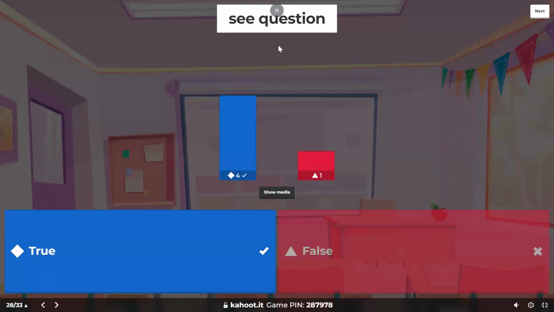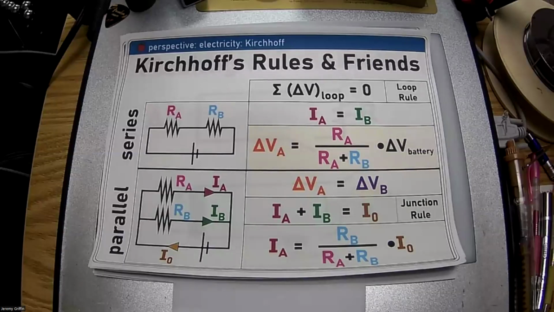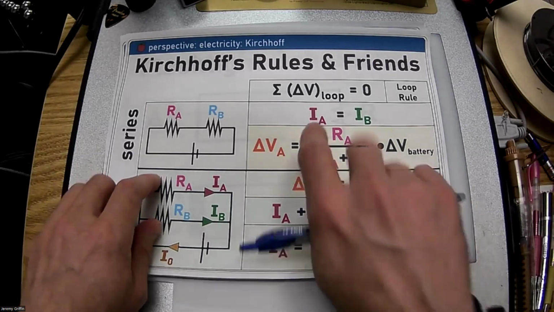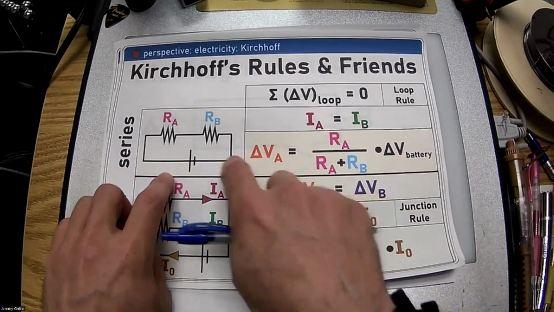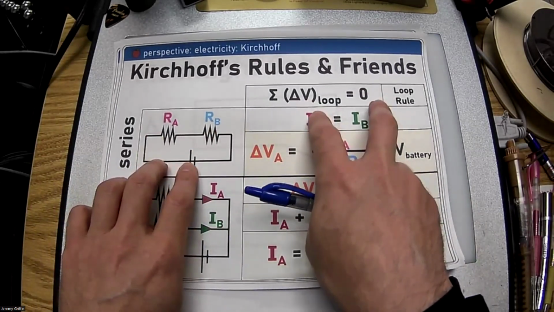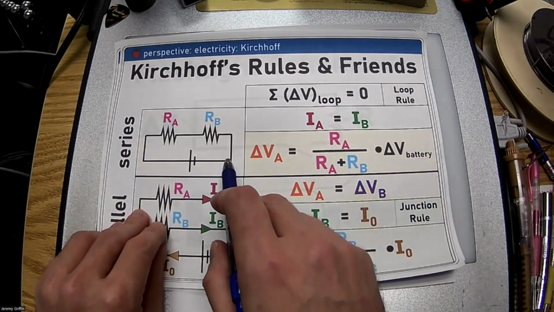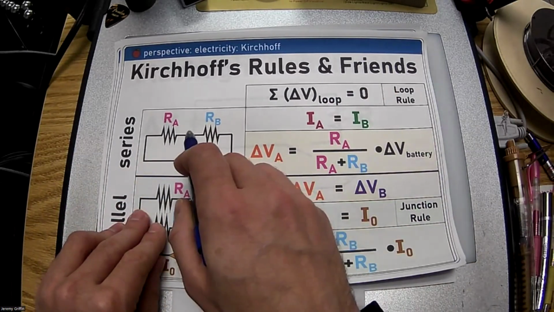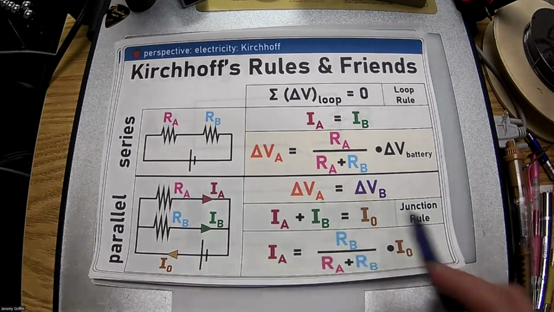True, right? That's related to something called Kirchhoff's loop rule. Here, let me show you guys a couple perspectives on that. So in any loop, the voltages sum to zero. Guys, look up here. Remember before it'd be like up 9 volts, down 6, down 3. So up 9, down 9, right?